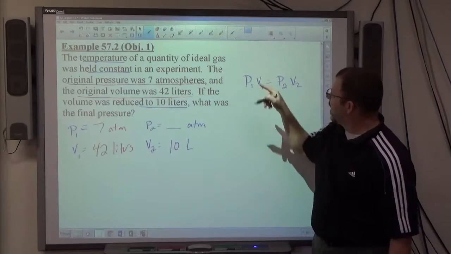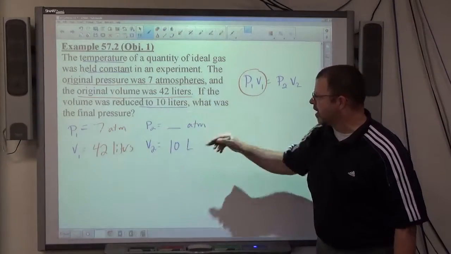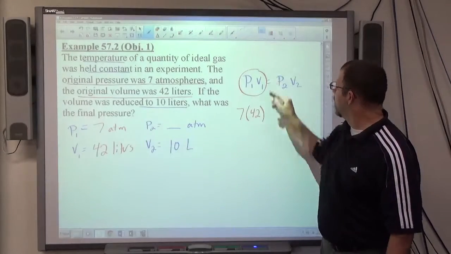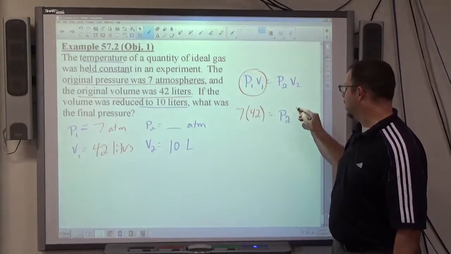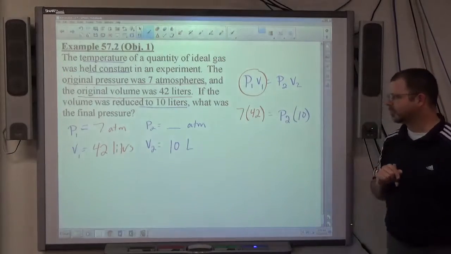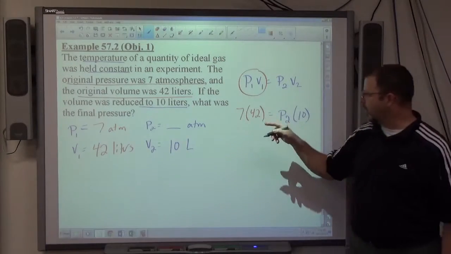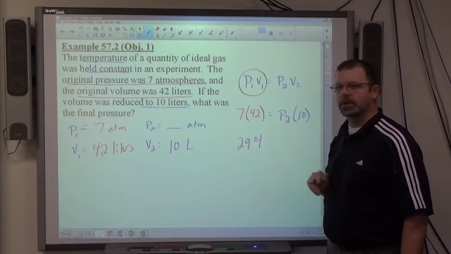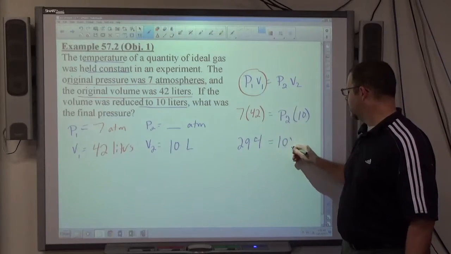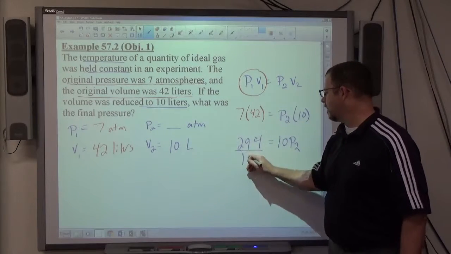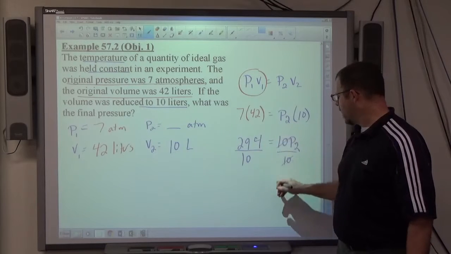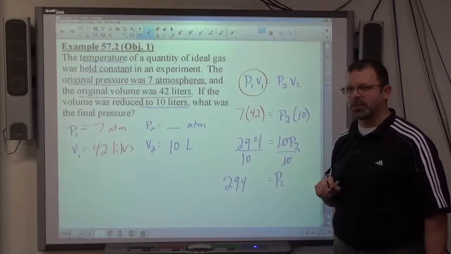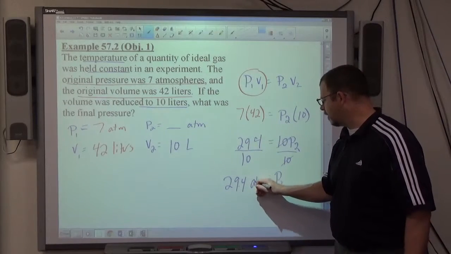All right, so if my initial stuff goes on the left, my initial numbers are 7 and 42. So 7 atmospheres times 42 liters equals the final pressure we don't know yet times the final volume, 10 liters. And if I just multiply that, I'm going to get 4 carry the 1, 294. Yep. Equals 10 P2. Divide both sides by 10. And we get P2 is going to end up equaling 29.4. I'm fine with decimal answers on these. 29.4 atmospheres.